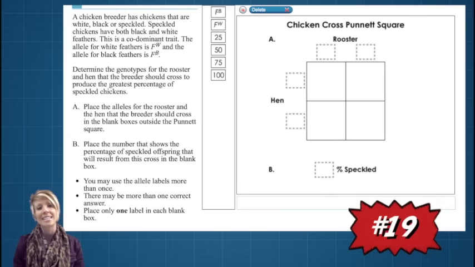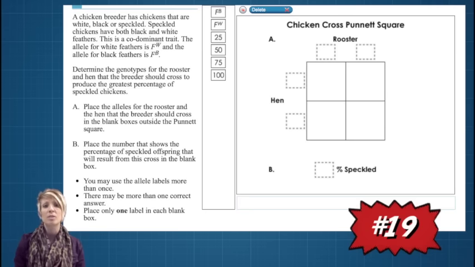Okay, number 19, it's dealing with Punnett squares. It says a chicken breeder has chickens that are white, black, or speckled. Speckled chickens have both black and white feathers. This is a co-dominant trait. Now, co-dominant, remember, that means that you see both of the letters, both of the alleles are represented. The allele for white feathers is FW, and the allele for black feathers is FB.